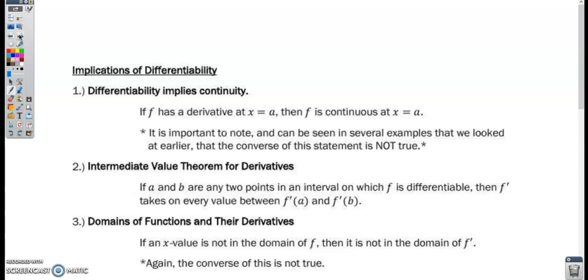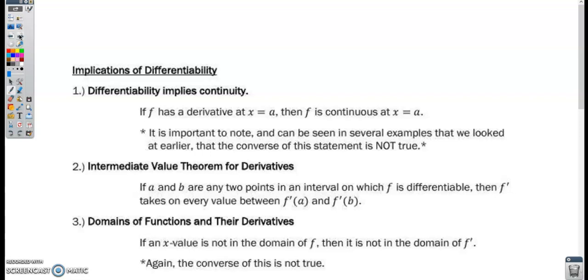But if I know that something's differentiable, it has to be continuous, and that's because a discontinuity is a cause of non-differentiability. And so this will come up for you frequently on your AP exam, where they might tell you that a function's differentiable, and you're expected to know that that means that the function has to be continuous, and all the different things that we've learned about continuous functions will apply to that differentiable function.